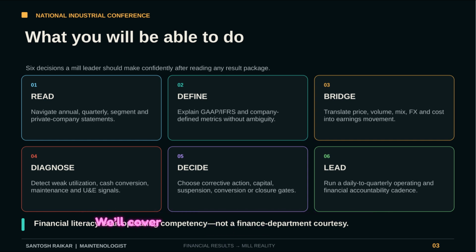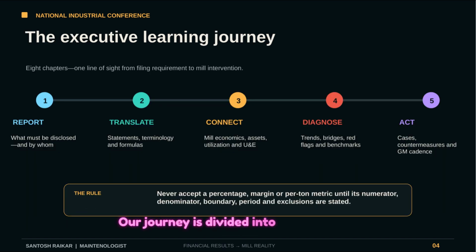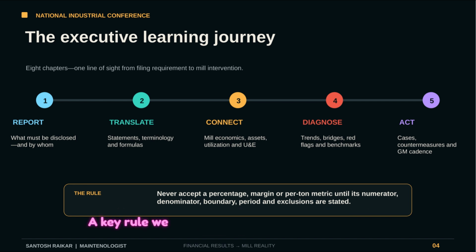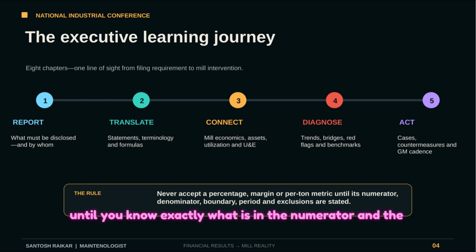We'll cover how to translate metrics like FX and volume into earnings movements and, more importantly, how to use that data to decide on corrective actions, whether that's investing capital or considering a suspension. Our journey is divided into 5 chapters, moving from the rules of reporting to direct mill intervention. A key rule we will follow throughout: never accept a percentage or a per ton metric at face value until you know exactly what is in the numerator and the denominator.